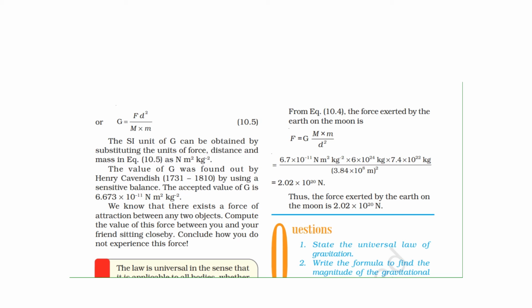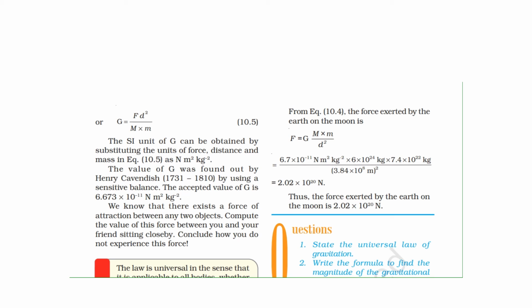The value of G was found out by Henry Cavendish by using a sensitive balance. The accepted value of G is 6.673 into 10 raised to minus 11 Newton meter square per kilogram square.